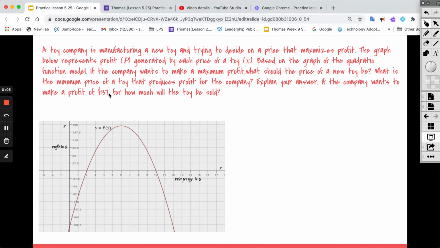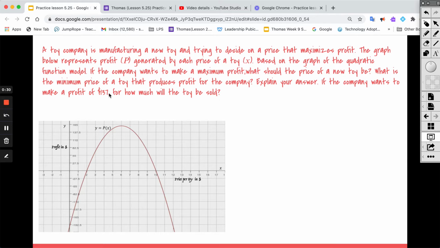All right, so this question says a toy company is manufacturing a new toy and trying to decide on a price that maximizes the profit. The graph below represents profit generated by each price of a toy. Based on the graph of the quadratic function model, if the company wants to make a maximum profit, what should the price of the new toy be?